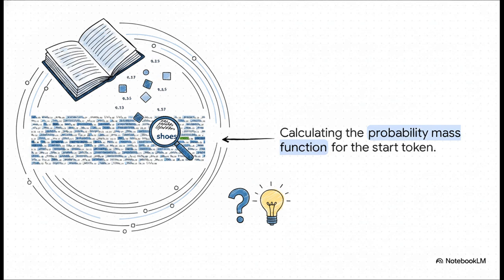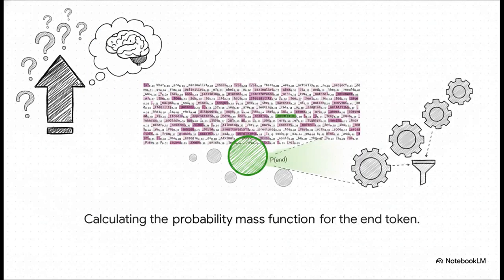Notice the dark blue highlight over the word shoes? That means the model is highly confident that shoes is our start token. Then, it does the exact same mathematical operation across the entire text all over again, but this time, it calculates a completely separate probability mass function.